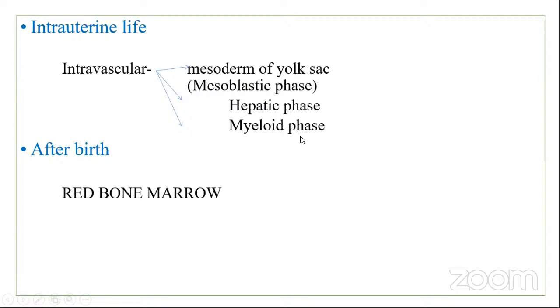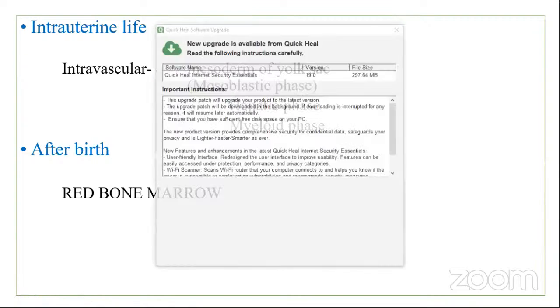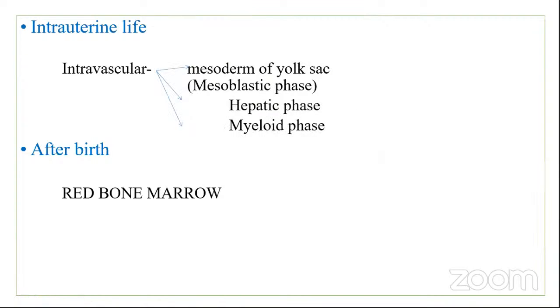Later, from the 5th month of intrauterine life, the bone marrow starts producing red blood cells. That is the medullary stage, the myeloid or medullary phase. However, erythropoiesis in the bone marrow is very slow in the second trimester. After birth, it is mainly the red bone marrow which is the site for the production of RBCs.